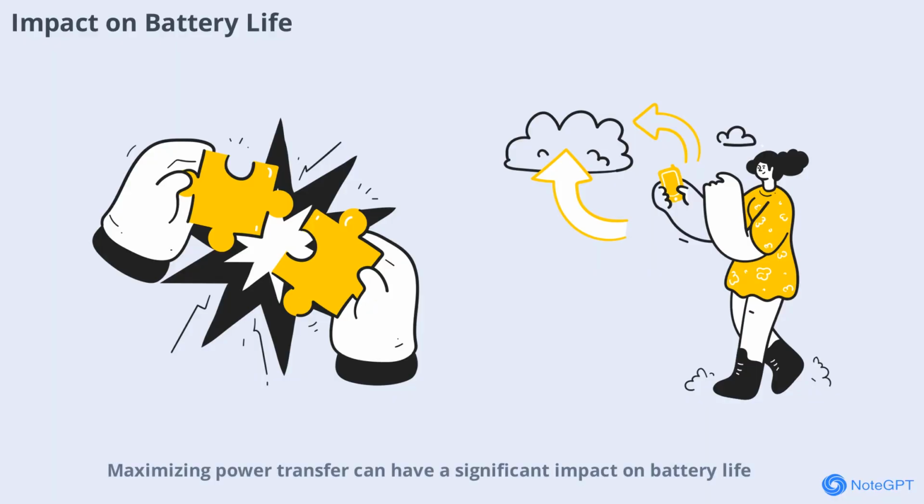Maximizing power transfer can have a significant impact on battery life. When the load is matched to the source resistance, the battery delivers the most power, but it also discharges more quickly because half the energy is lost as heat. In battery-powered devices, designers often choose a higher load resistance to extend battery life, even if it means less power is delivered to the load. This trade-off is an important consideration in portable electronics.